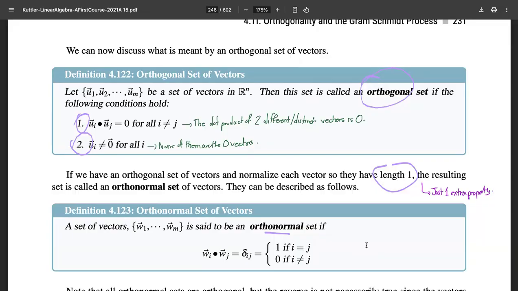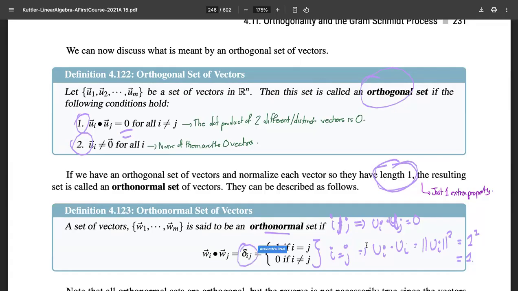And we get this definition from the fact that, what happens if i is not equal to j? Then we know that ui dot uj is equal to 0, from the definition of orthogonality. But what happens if i is equal to j? Then I have ui dot ui, and under properties of dot product, this is the length of ui squared. Because we want the length to be 1, we have 1 squared, which is 1.